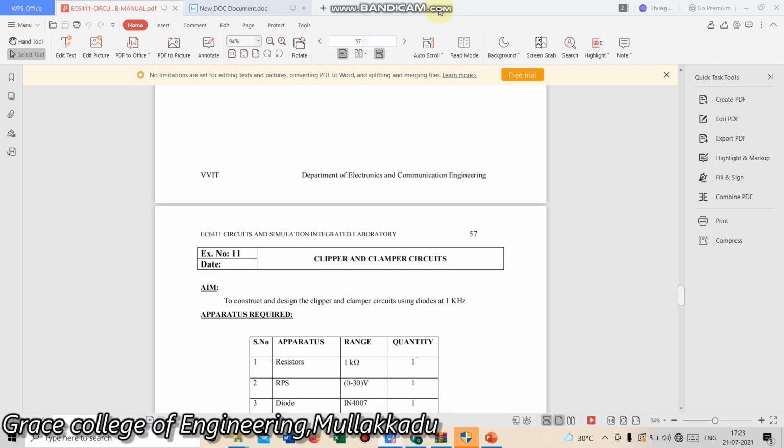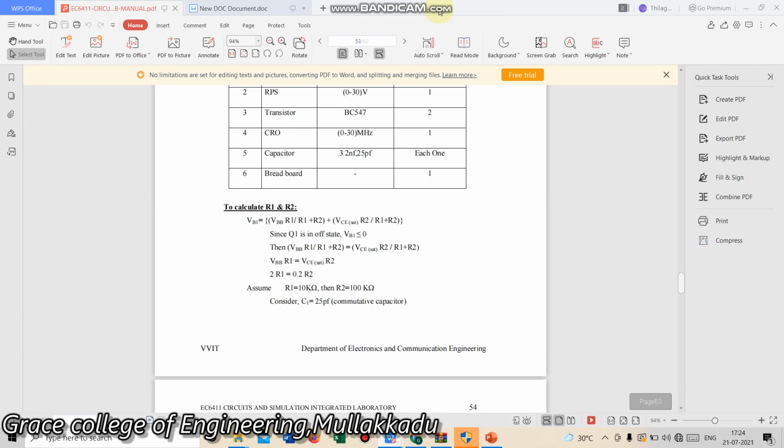Now we are going to see the clipper and clamper circuit. The aim is to construct and design the clipper and clamper using the diode at the frequency of 1 kHz. The circuit diagram consists of resistance, diode and power supply unit, capacitance, and if we do the experiment in the hardware we need the breadboard, or else we need the simulation tool software such as Multisim or PSpice. We are going to see here using the Multisim Live software.